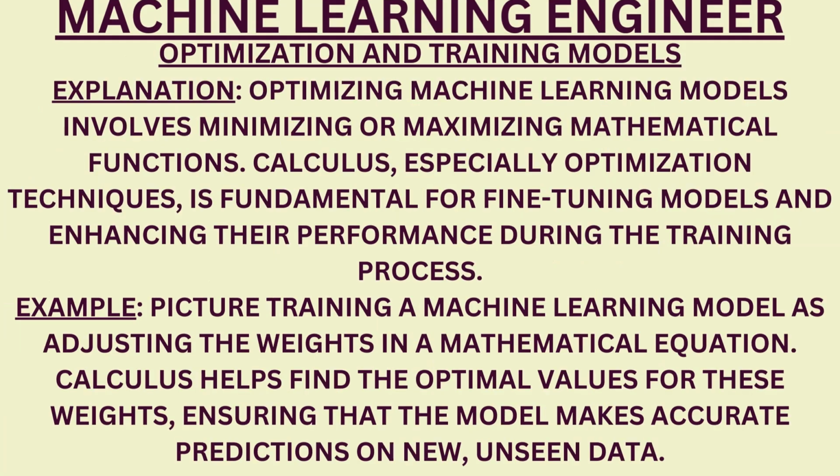Optimization and training models. Explanation: optimizing machine learning models involves minimizing or maximizing mathematical functions. Calculus, especially optimization techniques, is fundamental for fine-tuning models and enhancing their performance during the training process. Example: picture training a machine learning model as adjusting the weights in a mathematical equation. Calculus helps find the optimal value for these weights, ensuring that the model makes accurate predictions on new, unseen data.